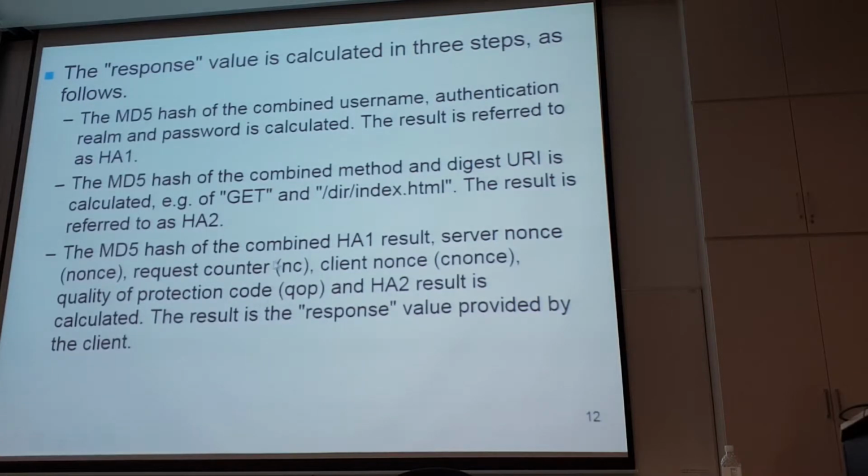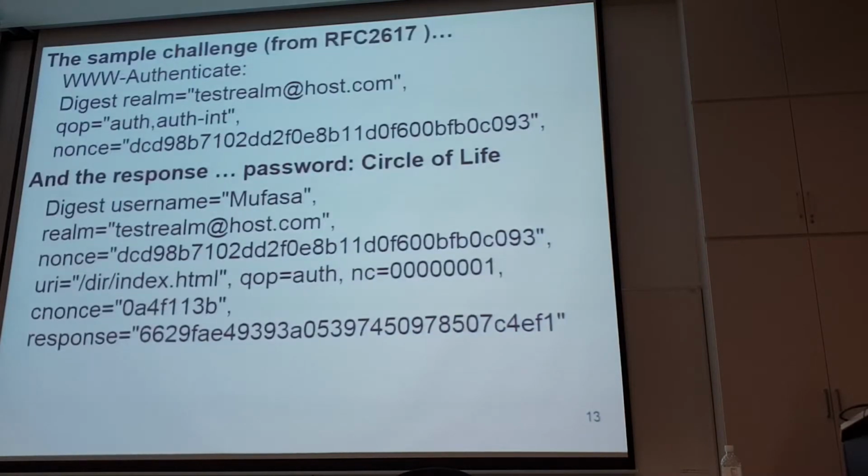Then we do another hash. We combine hash value 1, hash value 2, and also the nonce. If you still remember, nonce means number used only once. That's basically the challenge sent by the server. We hash all this content together, and this becomes the response. If you look at the example given in this RFC, where we propose this hash function-based approach, we use challenge response.